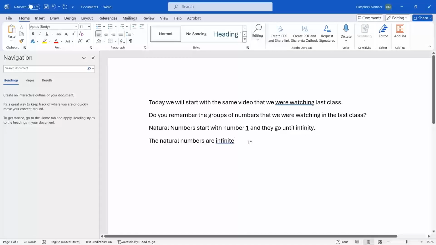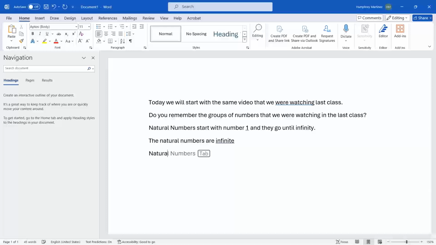Okay, actually all the numbers, in Spanish we call this conjunto, ¿verdad? El conjunto de números reales, el conjunto de números naturales, ¿verdad? And then we have natural numbers, we have real numbers. What are the real numbers? The real numbers start with what?